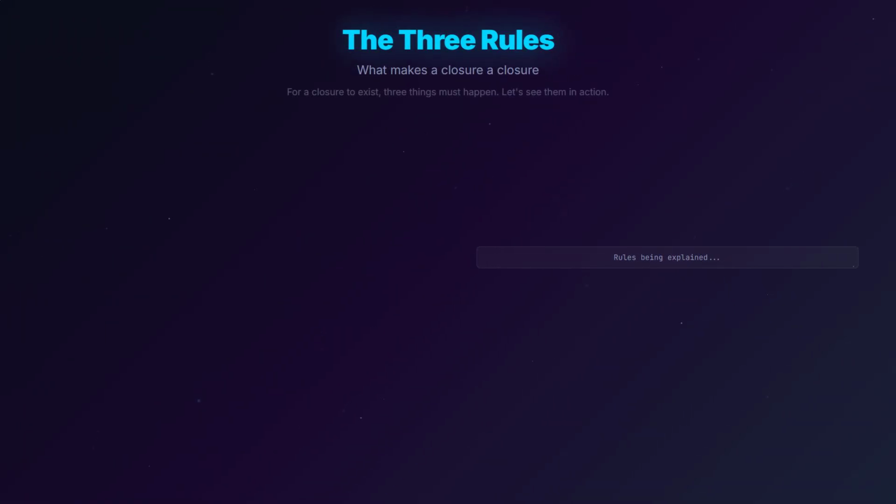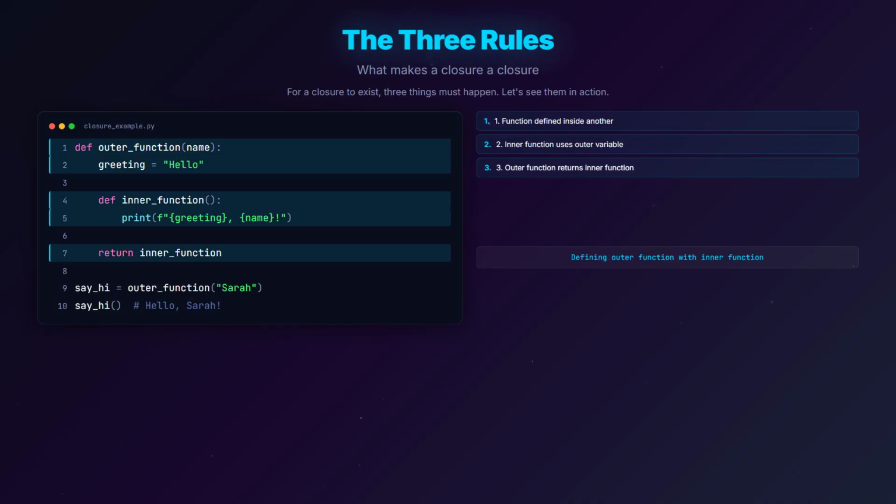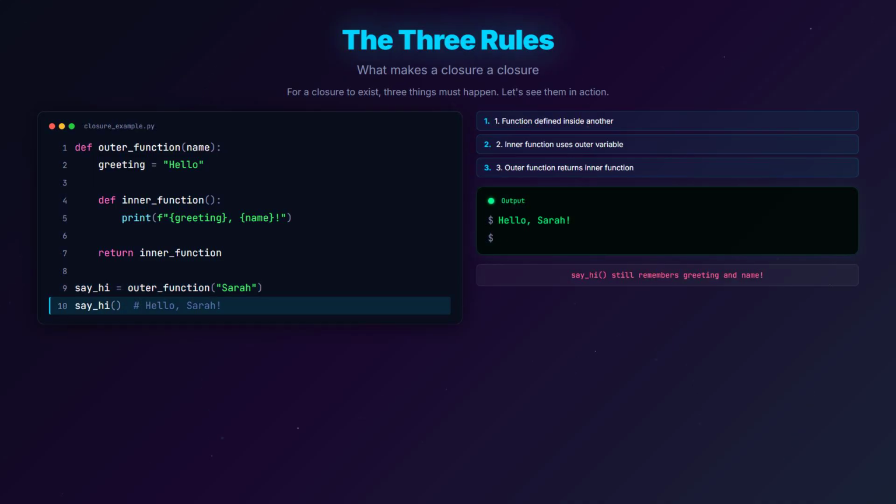For a closure to exist, three things must happen. First, a function must be defined inside another function. Second, the inner function must use a variable from the outer function. Third, the outer function must return the inner function.